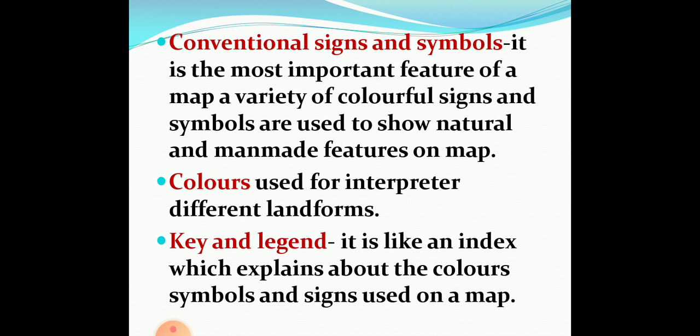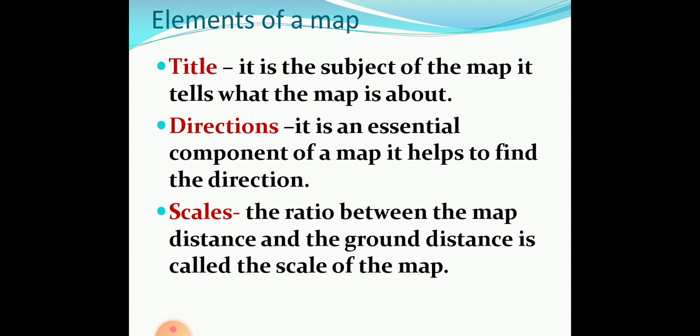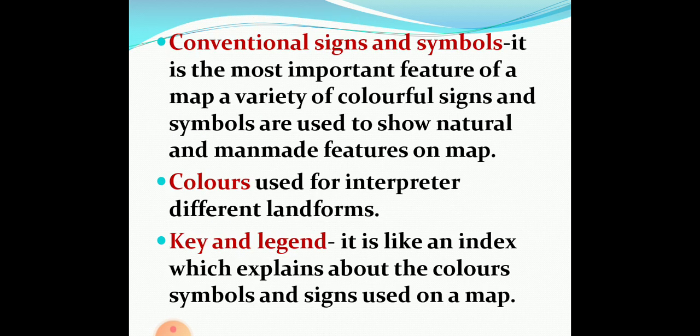So these are the 6 important elements of a map. Which are the 6 important elements? The first one is title, then the second one is directions, third one is scale, fourth one is conventional signs and symbols, fifth one colors, and sixth one is key and legend. I think all of you understood. Now we'll move to the next part.